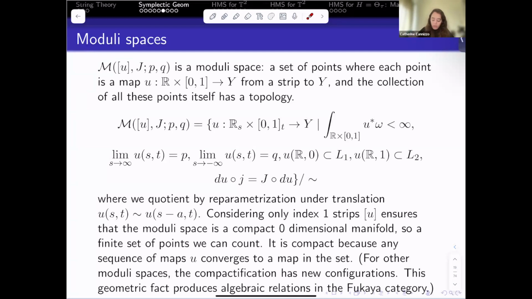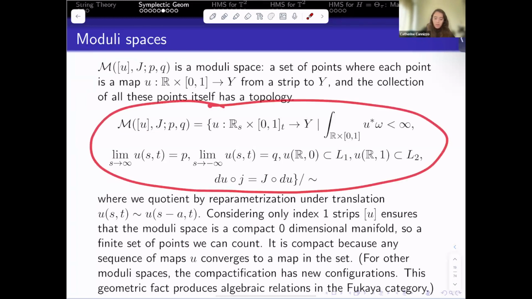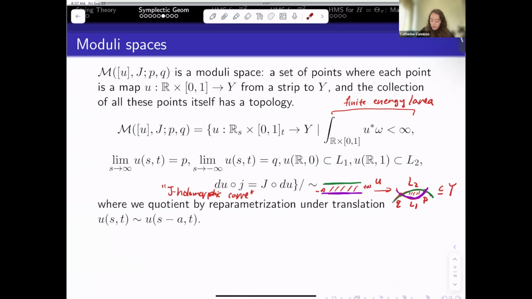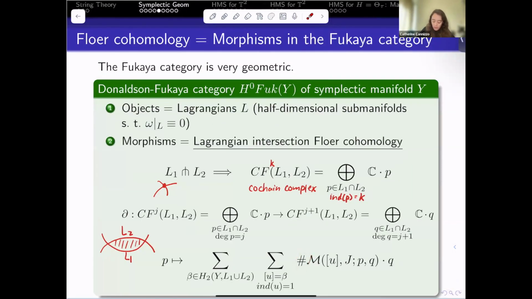Okay, so the cool thing is, if we only consider index 1 strips, I haven't, again, defined for you what index is, but it has to do with how the Lagrangians move along the boundary and kind of encoding how much they wind. If we only consider index 1 strips in this moduli space, that means that this set, with lots of conditions here, actually has a structure. Not only does it have a topology, but it's compact and it's a manifold that's 0-dimensional. So it's a finite set of points that we can actually just count. That's what was going on up here. That's why we can count this number. So the differential, if you have an input of P, you count curves that map between P and Q.